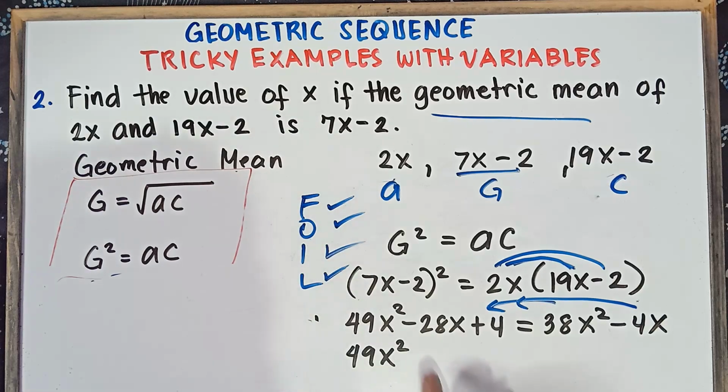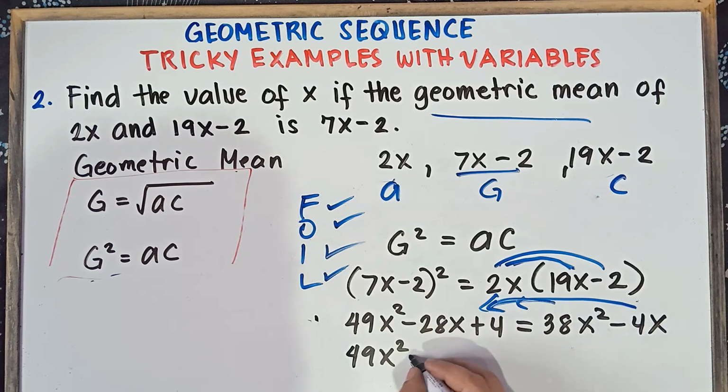Alright, and then we have negative 38x squared. Once again, once you transfer from this equal sign, you always change the sign. So we need to transpose this one, class, so that we can combine like terms. We have the same x squared. So this is positive, it will be negative 38x squared.